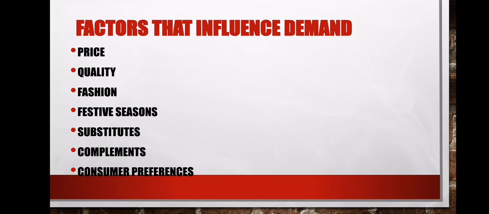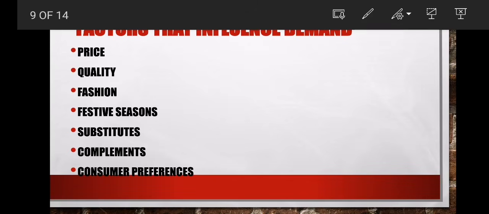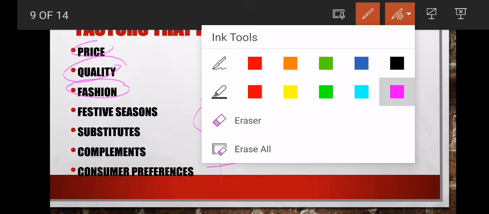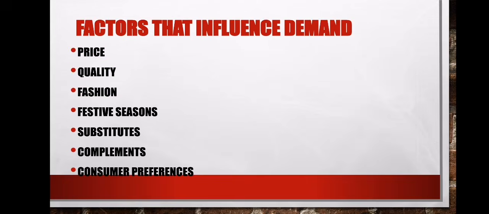We can also talk about consumer preferences. What is it that is preferred by the consumers? What is it that is liked by what? By the consumers. But in a simpler way, I used to say to my kids, you can cram all of them. But for you to get it right, I used to say P, Q, F. P for price, Q for quality, F for what? For fashion. But you can be able to master all of them if it's possible for you.